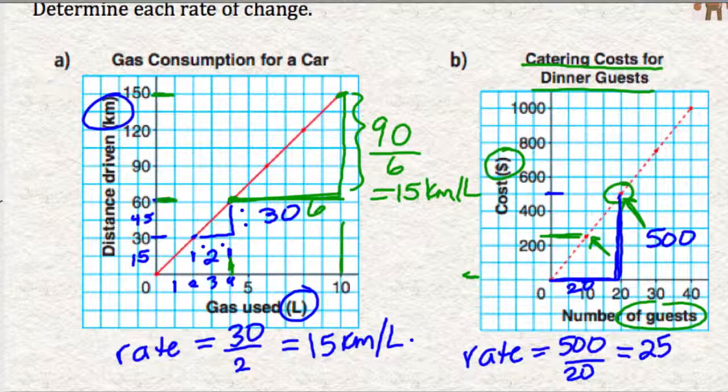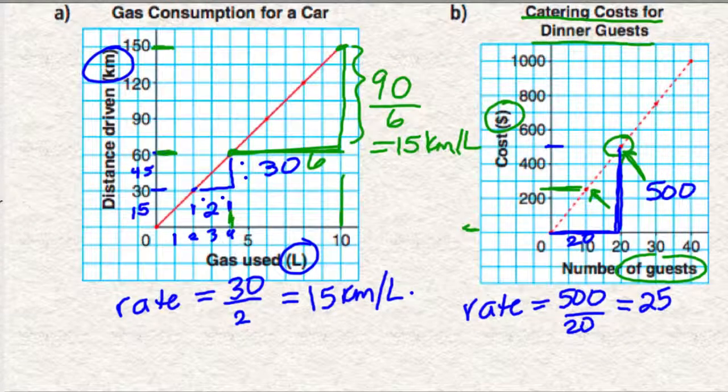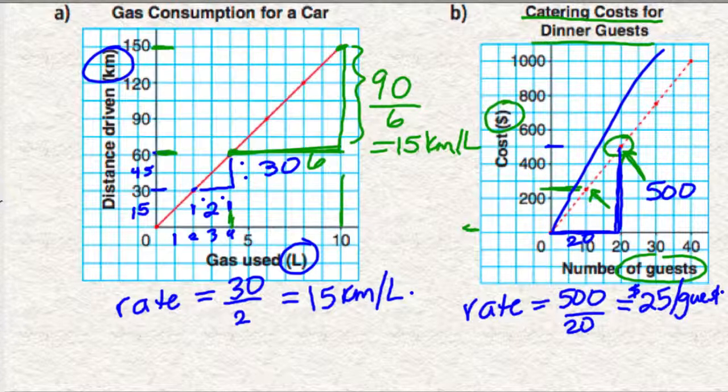So I want you to always ask yourself what that means. I got 25. That's $25 per guest. You can also imagine if it was $30 per guest, the line would be more steep. If it was only $15 per guest, the line would not be as steep, right? The rate is determining how steep the lines are.